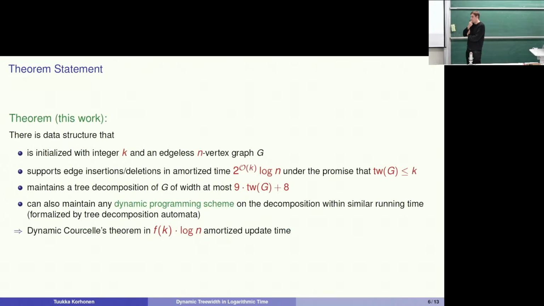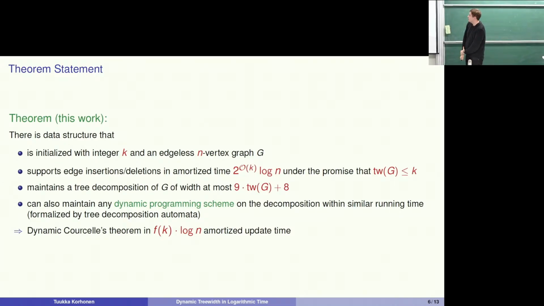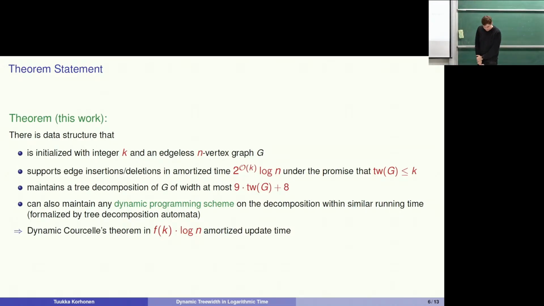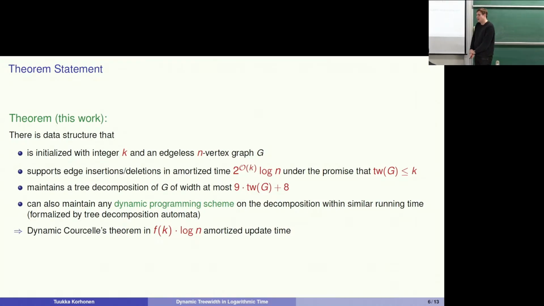How much space do you keep? You have some data structure to maintain, right? The space is just linear in n. I was thinking there is maybe some 2 to the k factor in the space. Maybe I don't even need any 2 to the k factor. Maybe it's just linear in the size of the graph.